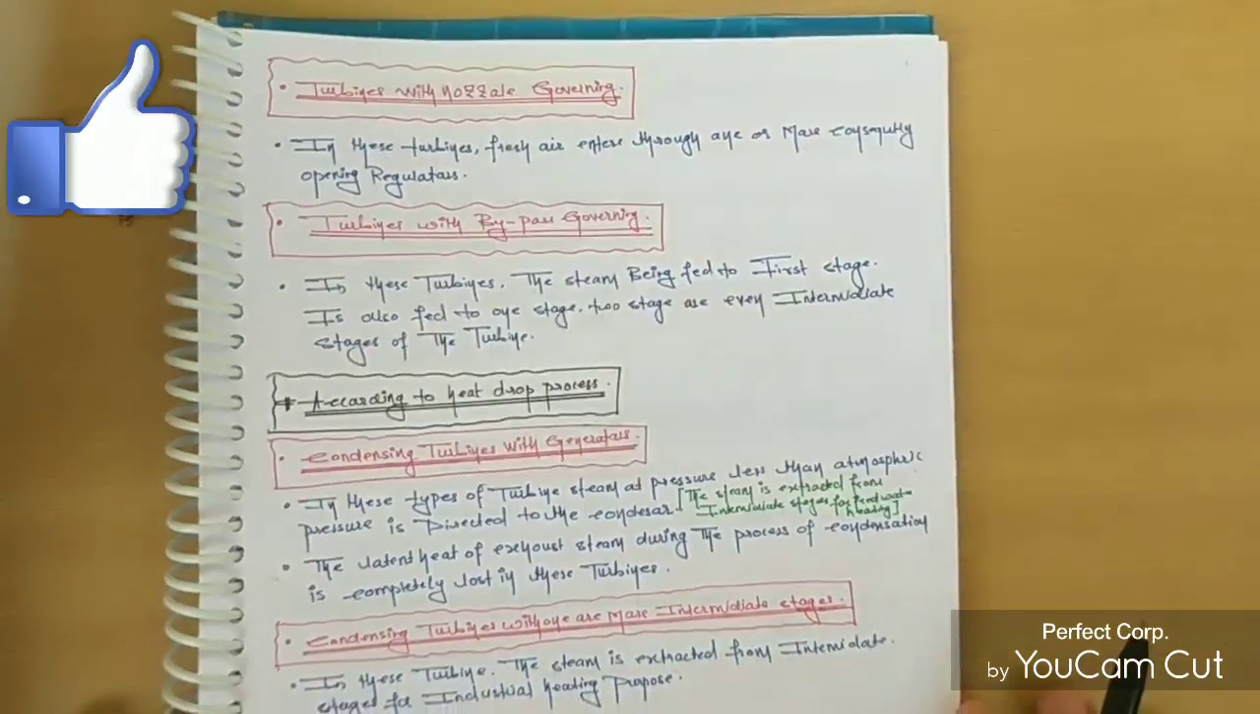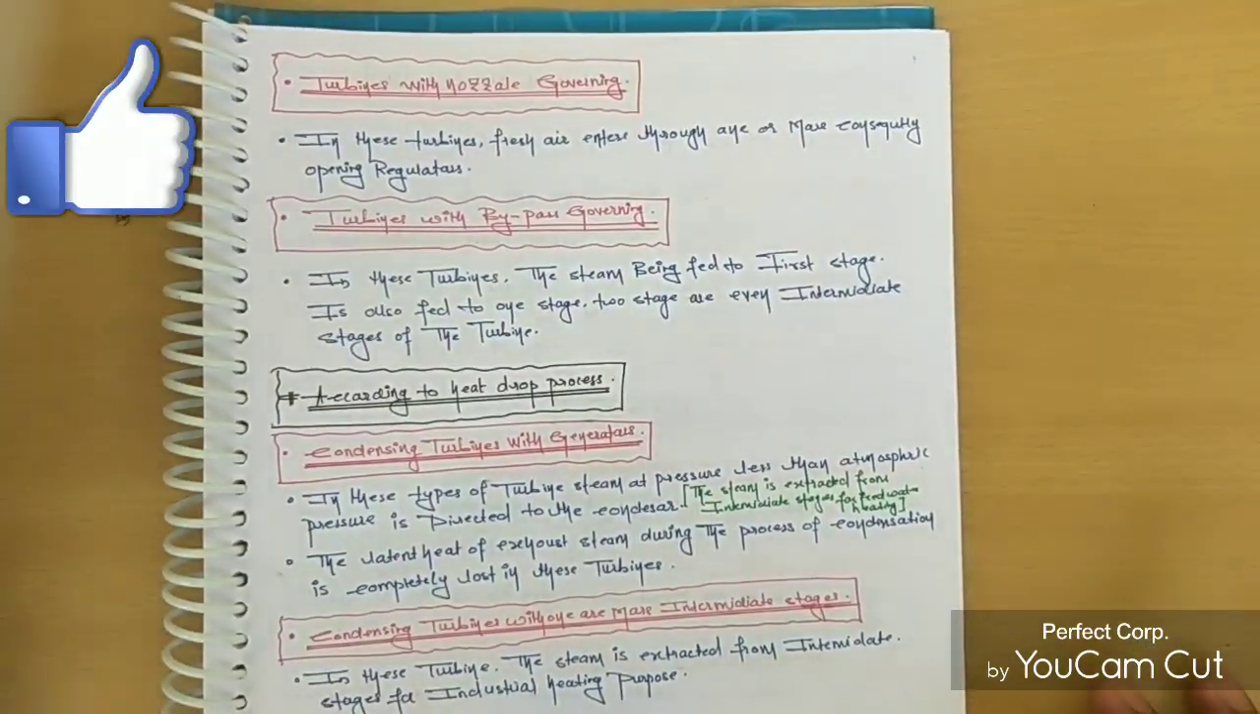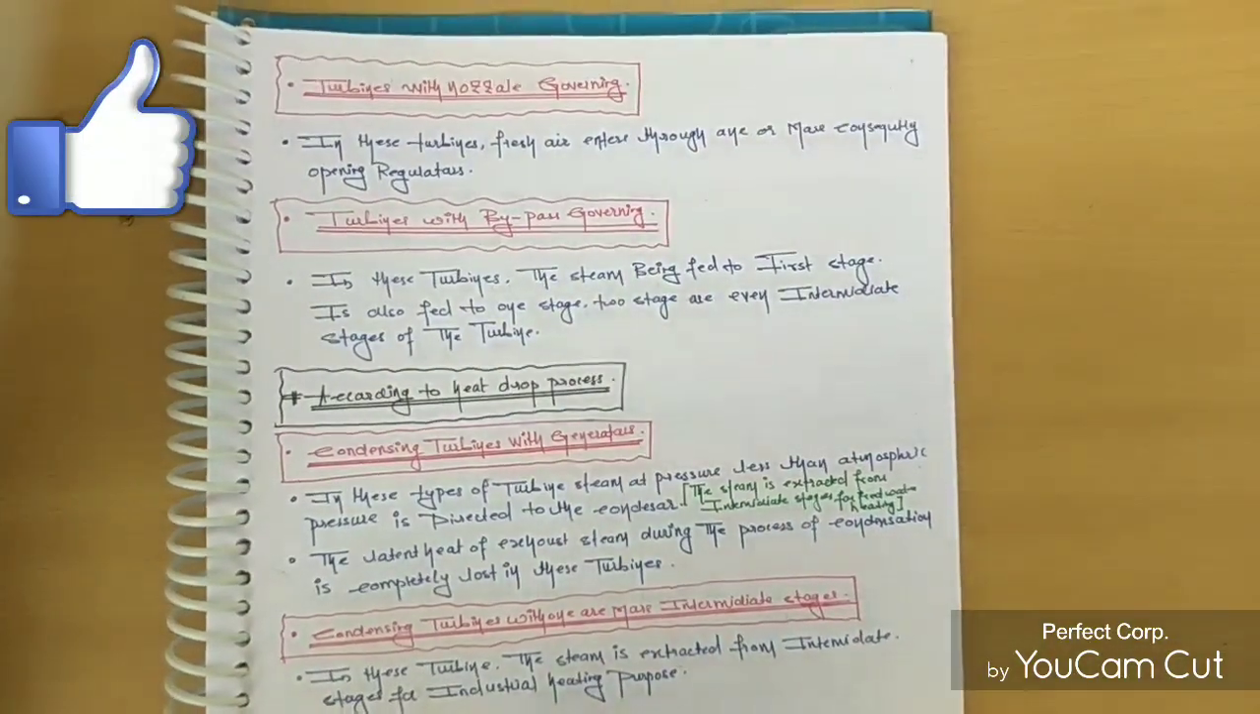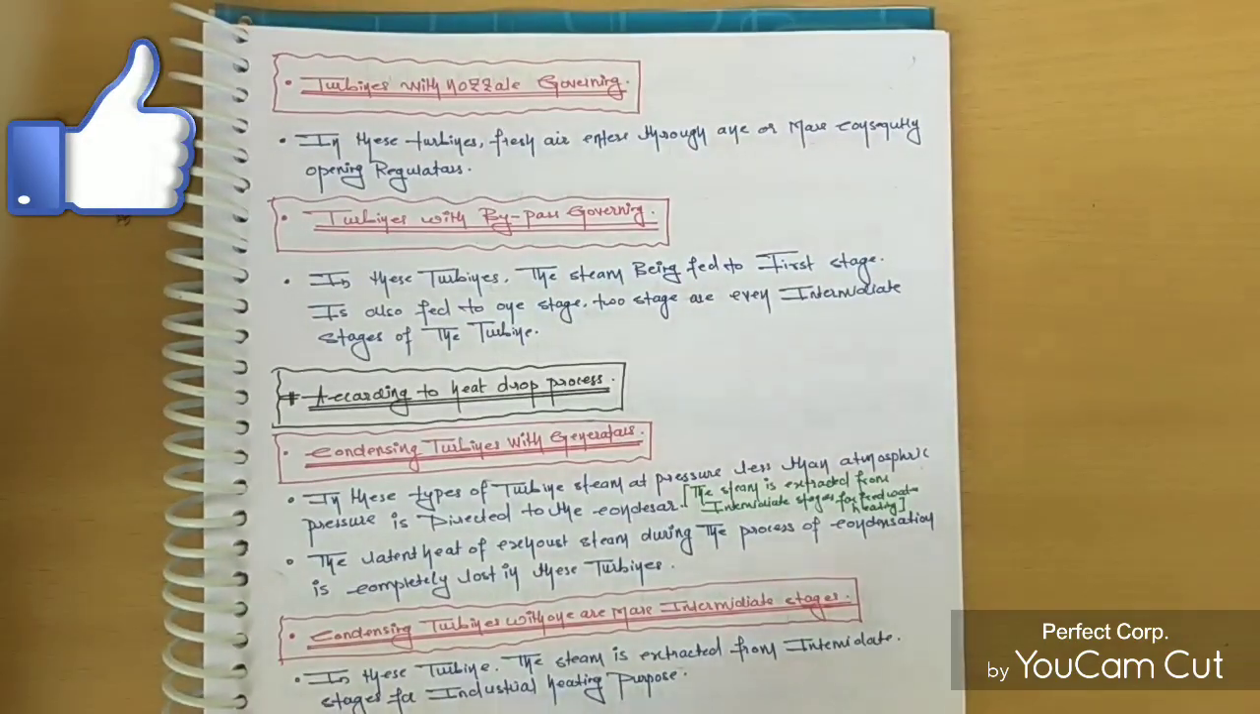Next is the turbine with nozzle governing. It is the same as throttle governing, but here the nozzles are fitted stage by stage, depending on how much steam we need. And this steam is consequently fed through a nozzle.